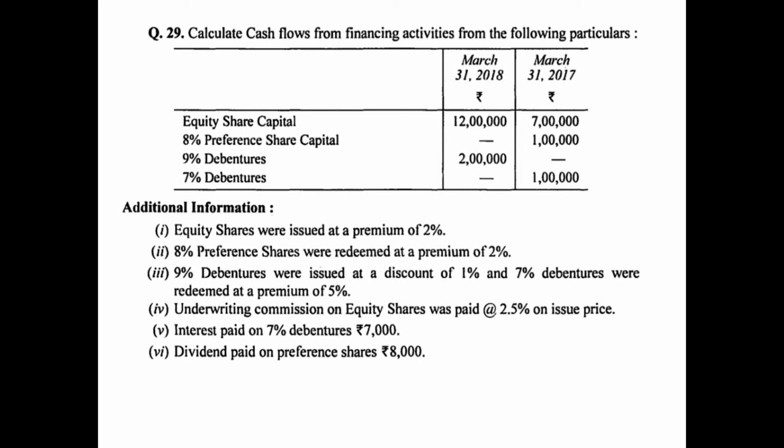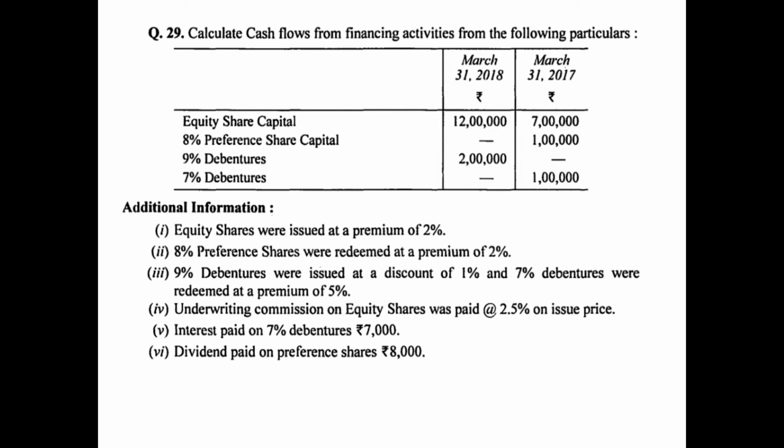Then the second particular, 8% preference share capital: last year it was 1 lakh and in the current year it is nil. So that means this preference share capital of 1 lakh must have been redeemed, repaid back, and therefore it is showing nil balance. So it will be a cash outflow. Again, before writing it off, we'll go through the additional information also.